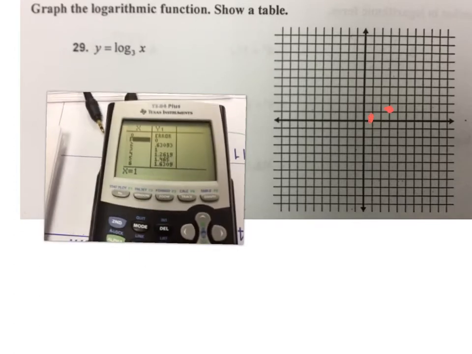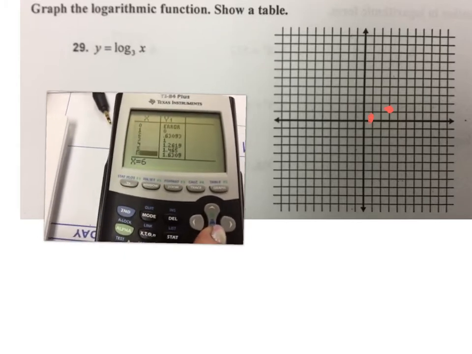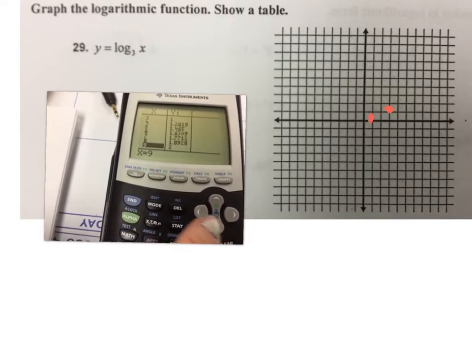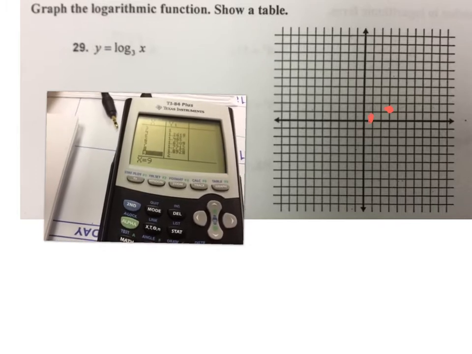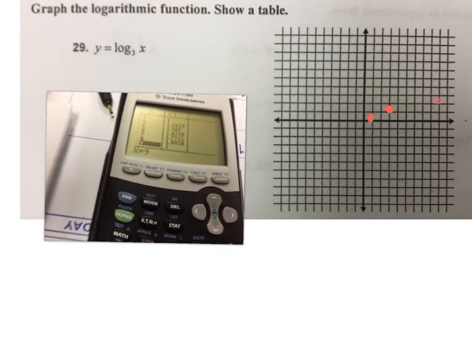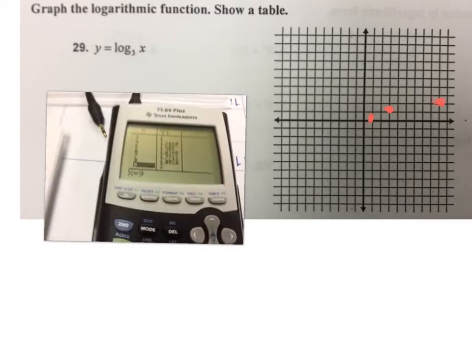It's really hard to graph with a stylus. Okay, and let me scroll down and find another good number. It's growing really slow. It took it all the way over to 9 to get up to 2, so it's growing really slow. 3, 6, 9, we're up at 2. So those are some good points on my graph.